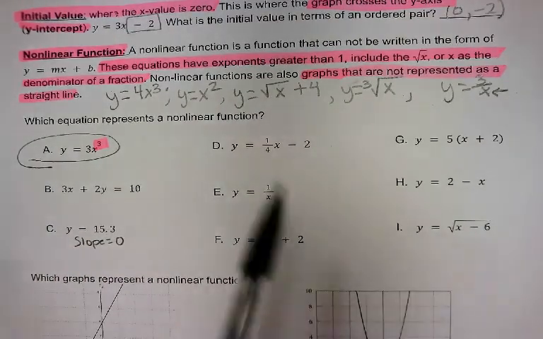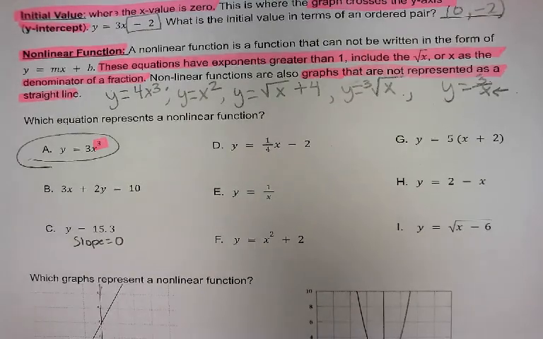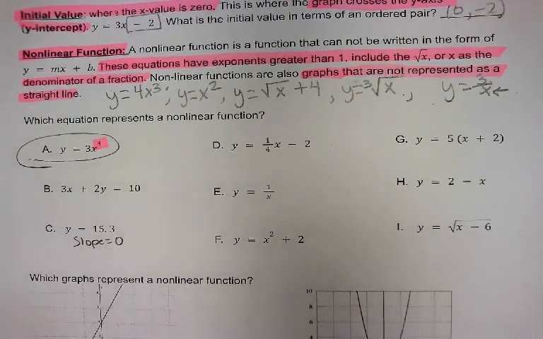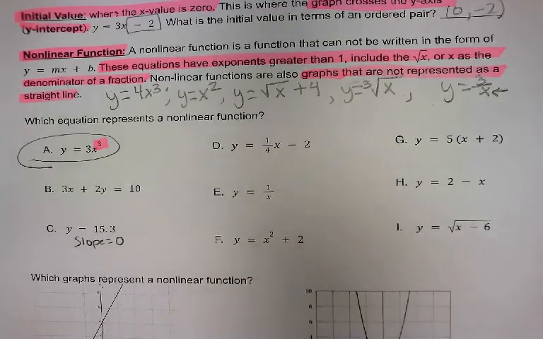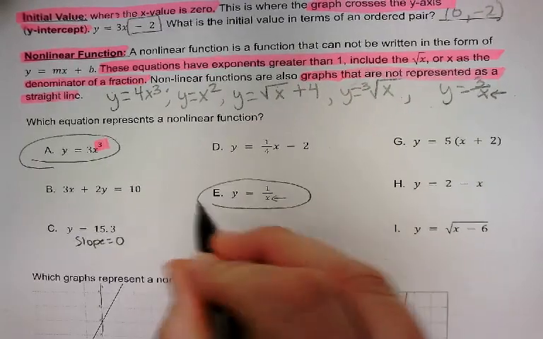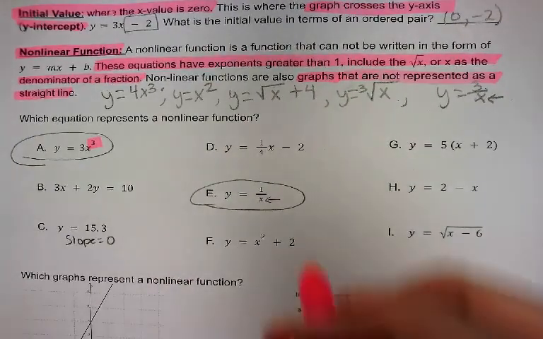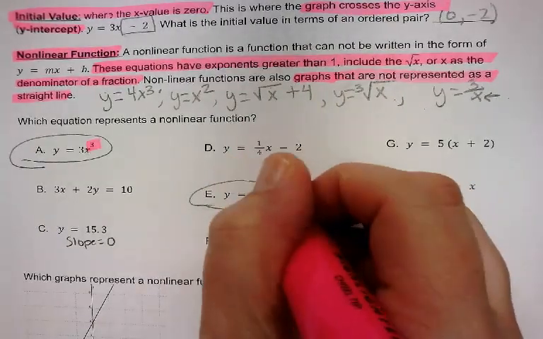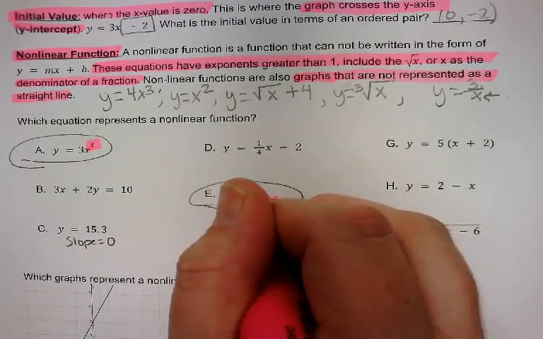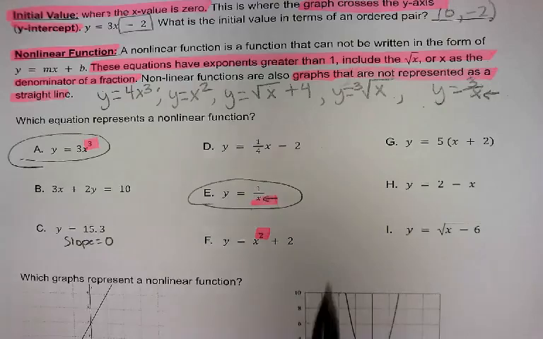Y equals 1/4 x minus 2. That is a beautiful equation written in slope-intercept form. Y equals 1 over x. I see x right here is in our denominator, so that makes it a nonlinear function. Y equals x squared plus 2. Oh, x squared plus 2 means it is nonlinear.